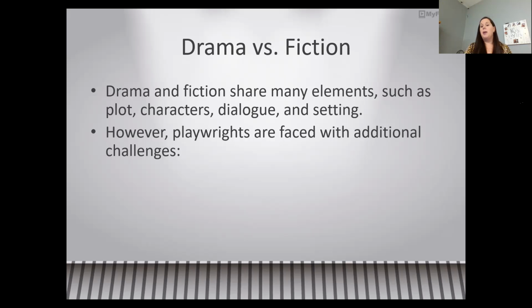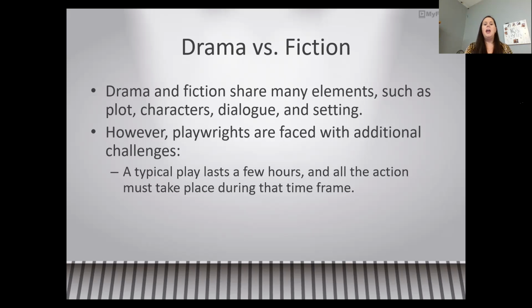Okay, playwrights, that's the author of the drama, they have more challenges than a fiction author might. A typical play lasts a few hours. All the action has to take place during that couple of hours, or you're going to leave the audience hanging, and we don't like cliffhangers. So a playwright has to make sure the whole story is wrapped up in those 2 hours or so. If any of you have read the Twilight books, the Harry Potter books, the Hunger Games books, did it take you more than 2 hours to read those books?